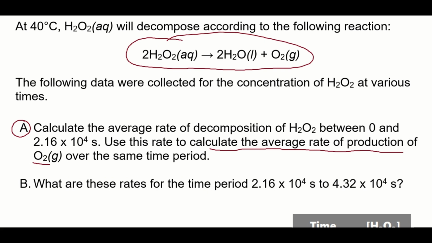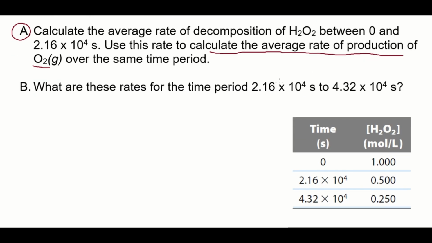Calculate the average rate of production. Now this data table has given us information in terms of the reactant. So let's use that, and then we can convert that over to the production of one of the products. We can express the rate of disappearance of this reactant as a negative change in the concentration of the reactant, H2O2, over the change in time.